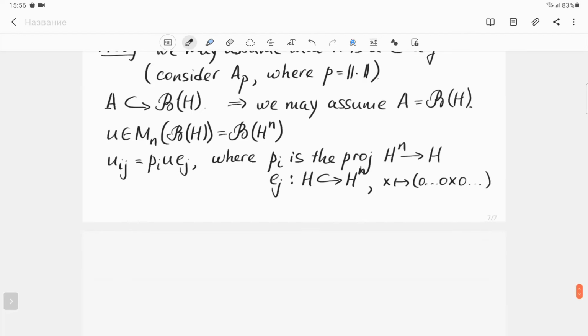Okay, now if we calculate the norm of u_ij, since the norms of P_i and E_j are less than or equal to 1, we see that this is less than or equal to the norm of u. But u is unitary, and the norm of a unitary operator is always 1, for each i and j. And so this completes the proof.